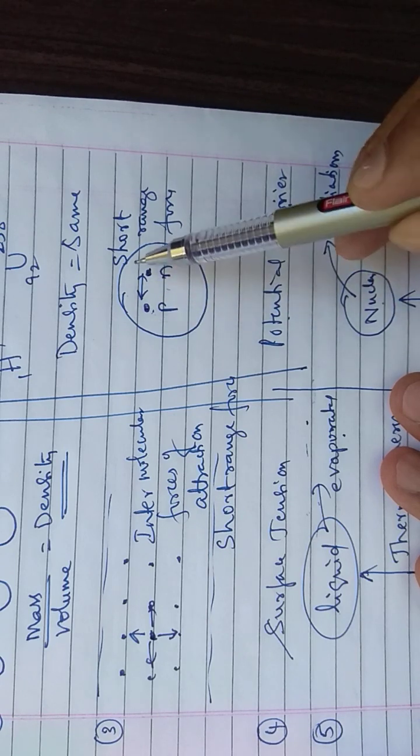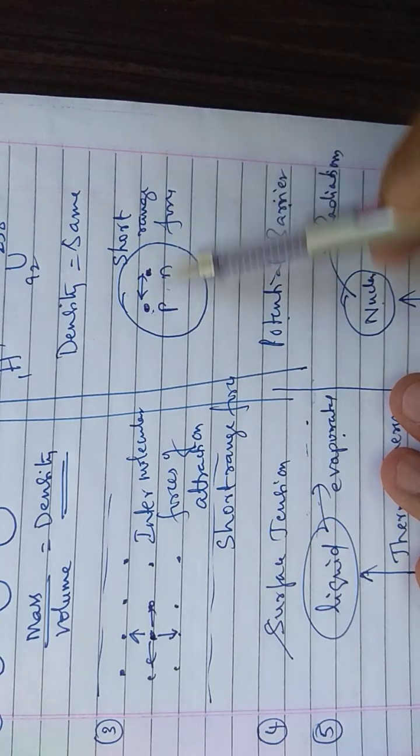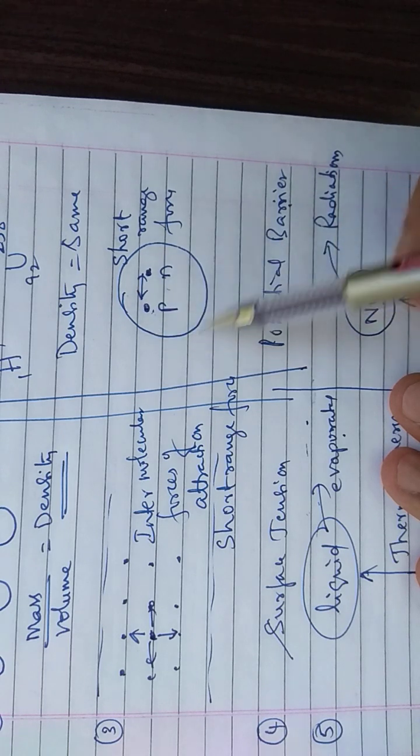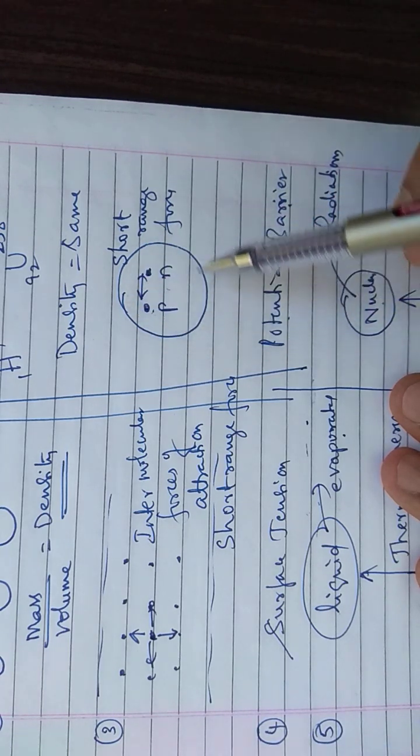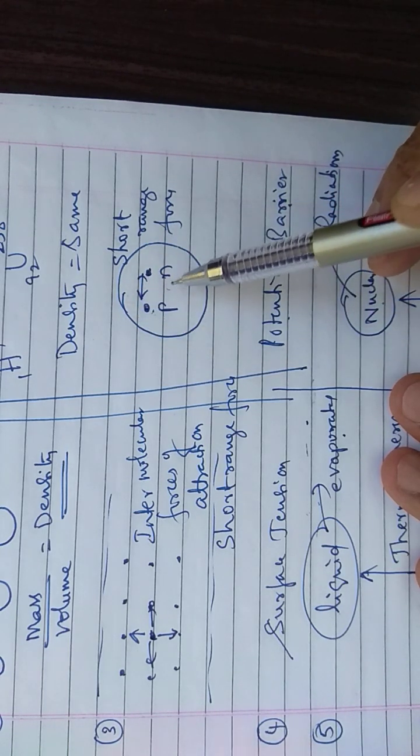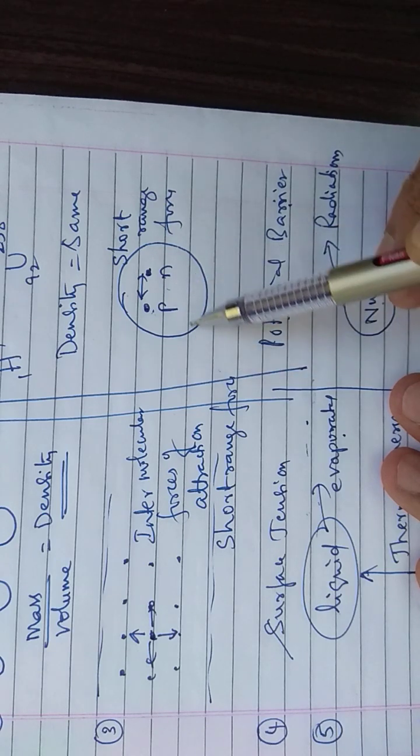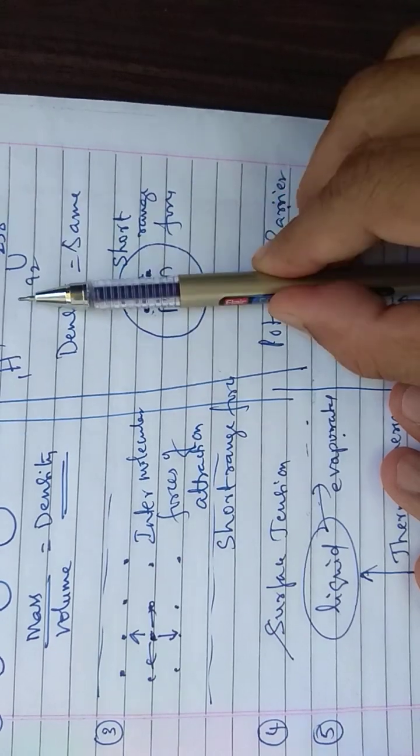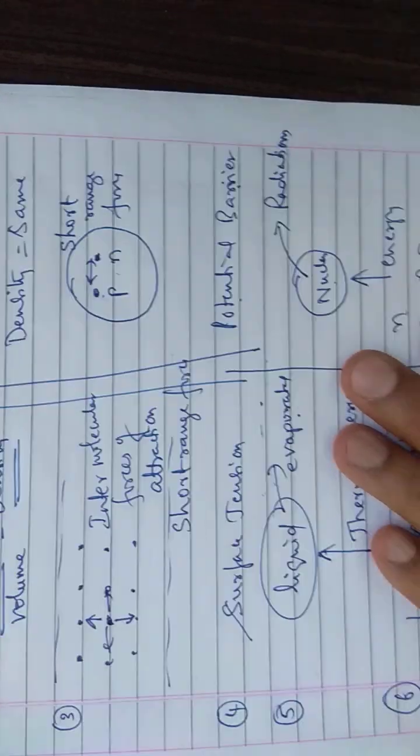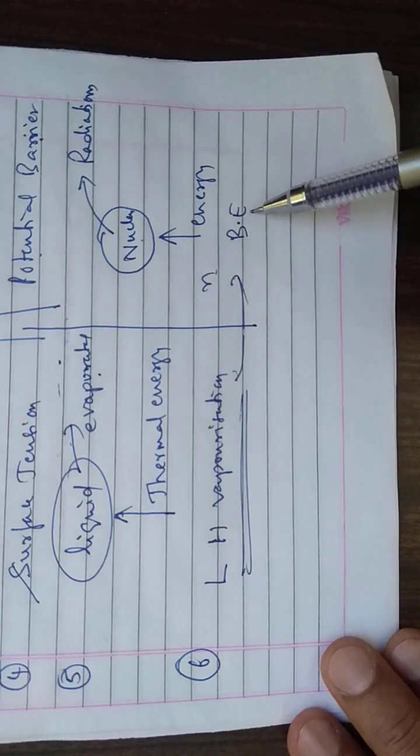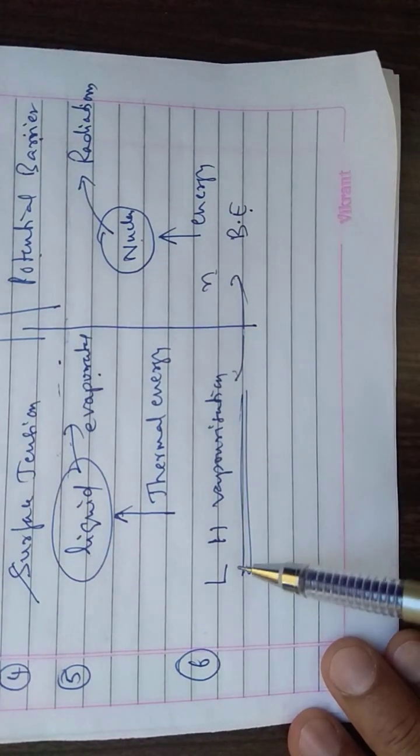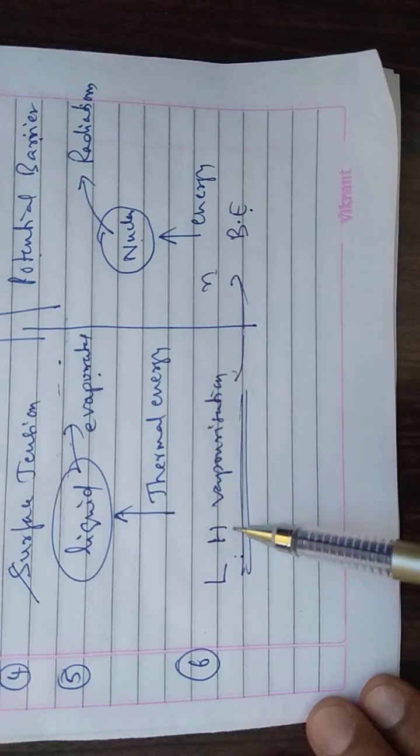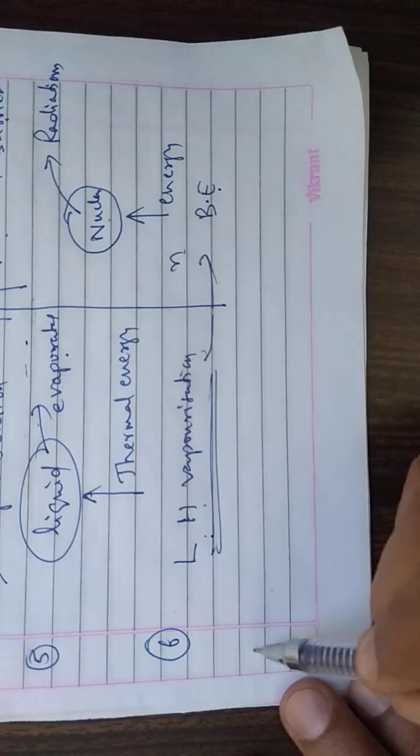Due to that attractive force, they are not going to get split up easily, and hence I can say the nucleus is said to be stable. That is called the binding energy. How much minimum energy is required so that a nucleus can decompose into its constituent particles is called the binding energy. This binding energy is present in the case of a nucleus. In the case of a liquid, latent heat of vaporization is present.